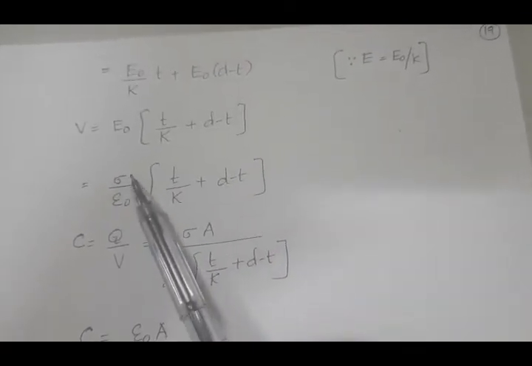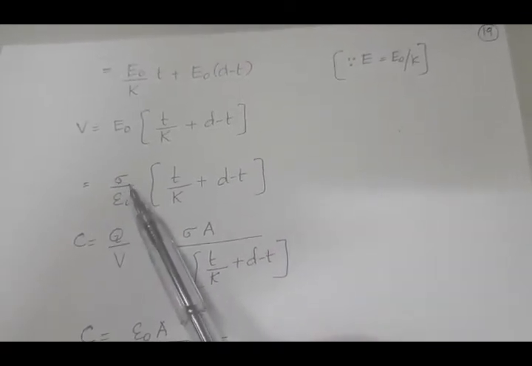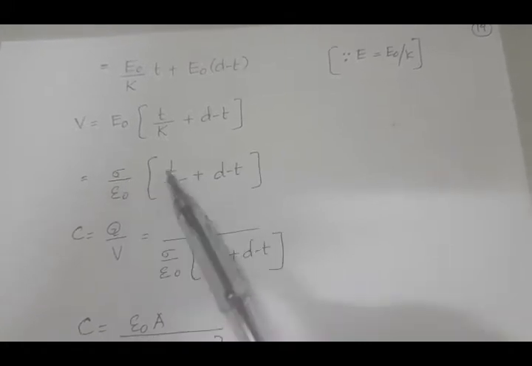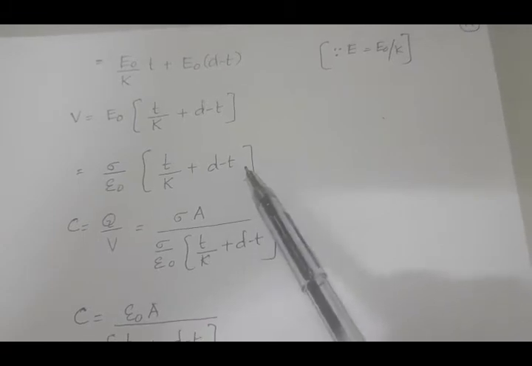What is E0? E0 is the electric field when air is present. So that is sigma by epsilon 0. So sigma by epsilon 0 into T by K plus D minus T. Now this is the potential difference.